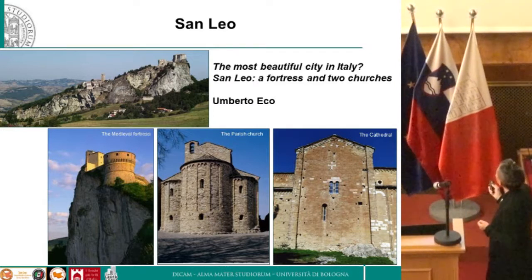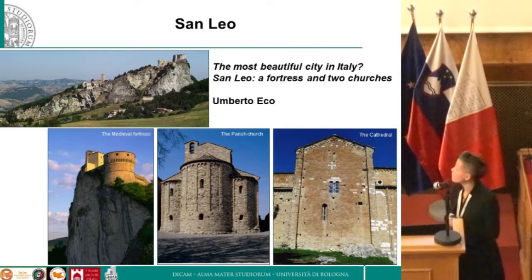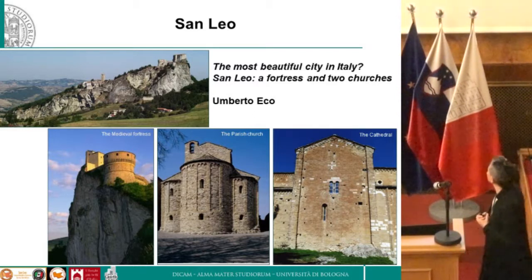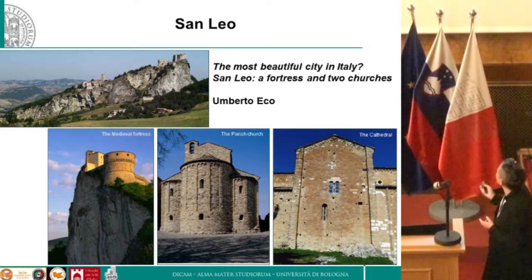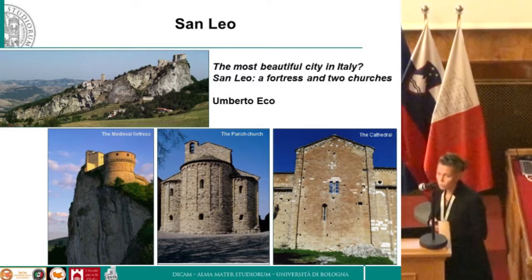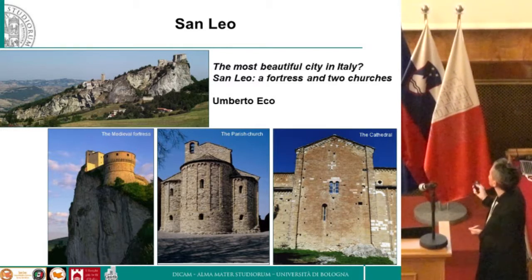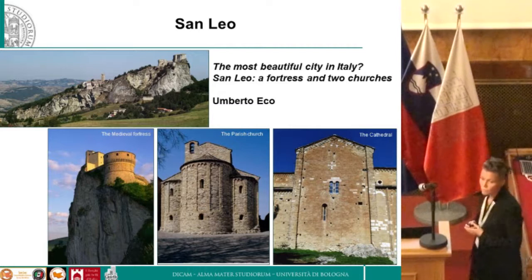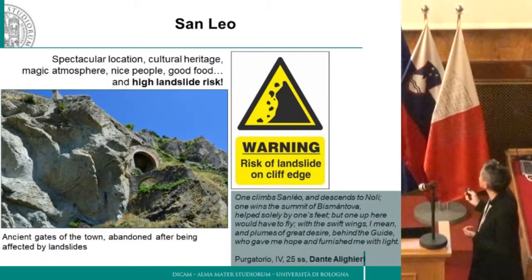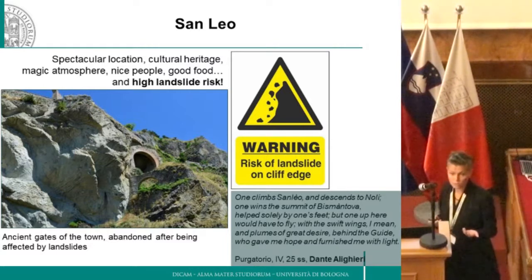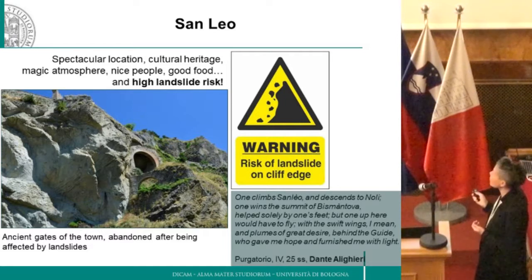So we have a spectacular location, we have cultural heritage, magic atmospheres, because there were famous people living in San Leo and also imprisoned in the castle. People are very nice in that part of Italy. There's good food, and of course, high landslide risk. These are the gates of the city, the ancient gates that were abandoned because this part of the cliff was destroyed by landslides. So they had to find another access to the city.